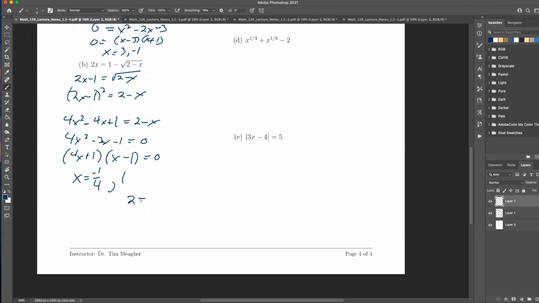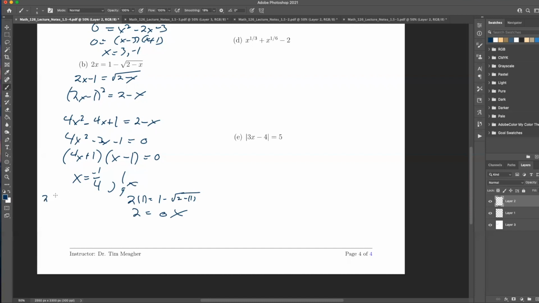So we have 2 times 1, put it in here. 2 equals 1 minus the square root of 2 minus 1. I always plug in parentheses for reasons. So 2 equals 1 minus the square root of 1, which is 0. This doesn't work. So this isn't a solution, right? This one doesn't count. It's a bad solution.